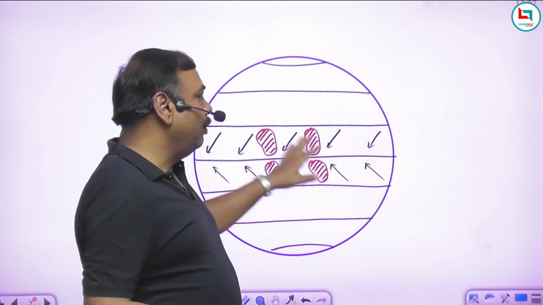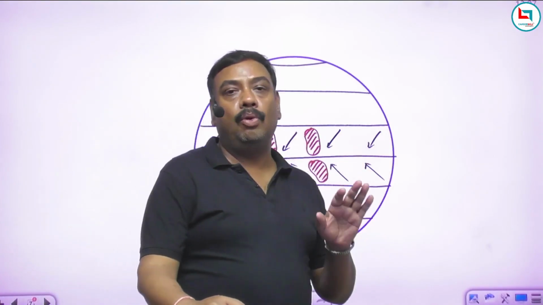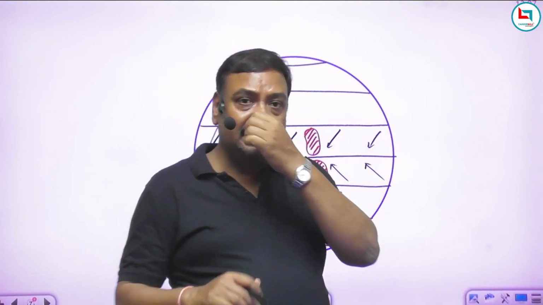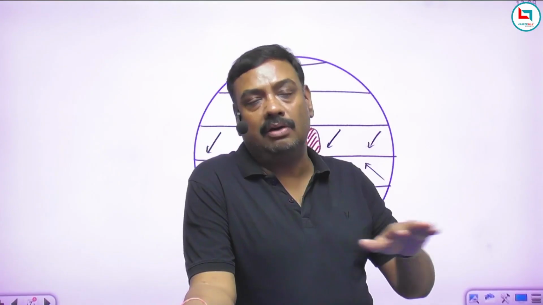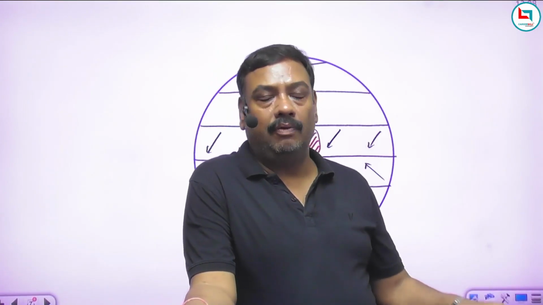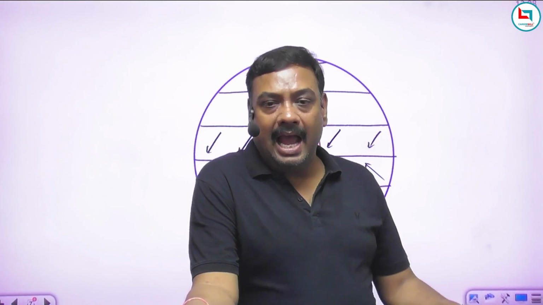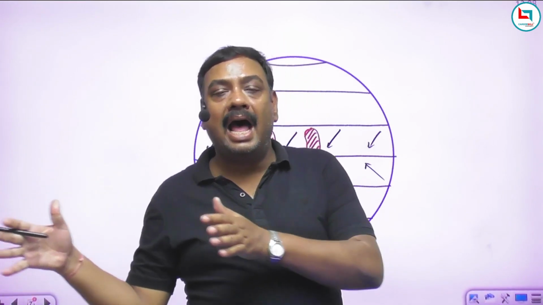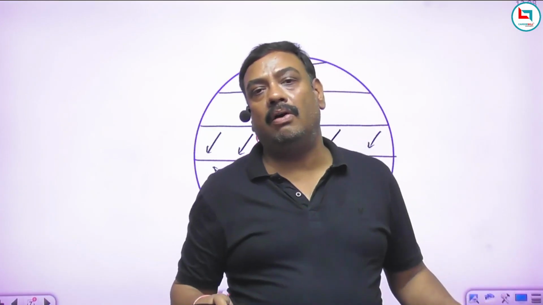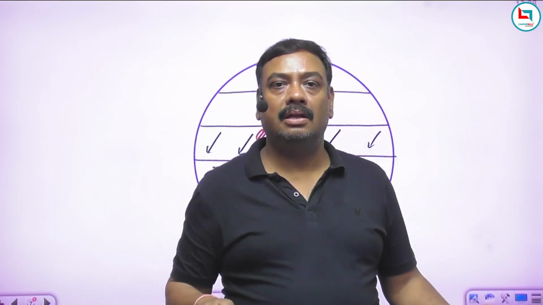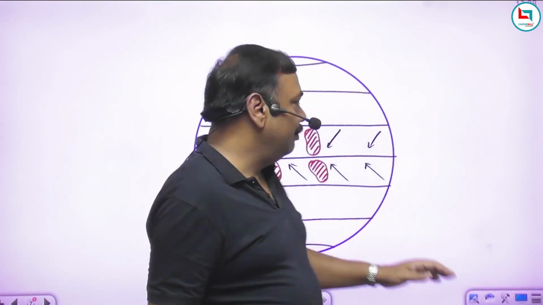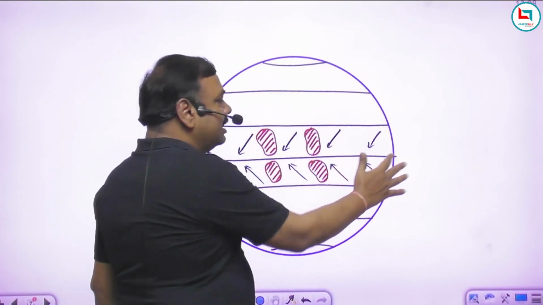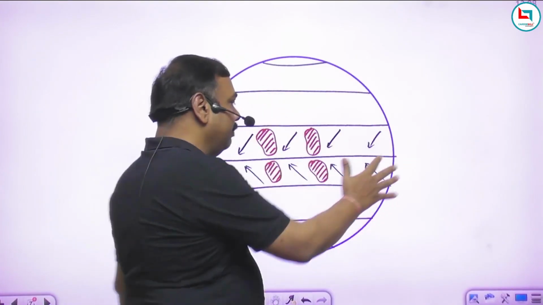So when the winds are blowing on the ocean surface, on the sea surface, wherever the winds are blowing on the ocean surface, they cause a kind of friction over the water of the sea surface. And so they are able to drag the water of the ocean surface in the direction they are moving. If they are moving from east to west, they are able to drag the ocean surface water from east to west.